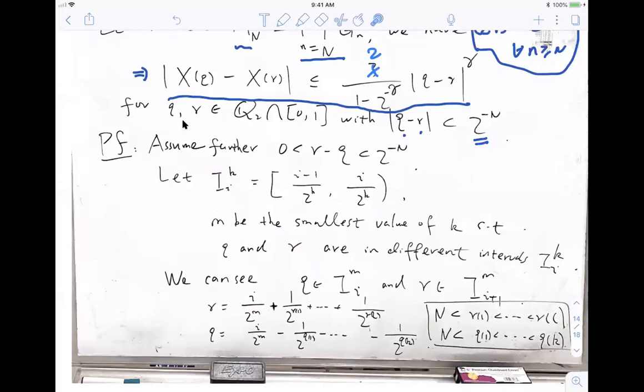Right? So this makes sense, right? Since Q and R are this close, here there's an integer, there's a rational of this. And so there exists a smallest m such that, let's say Q is here, R is here. So we can represent Q and R in the following way.